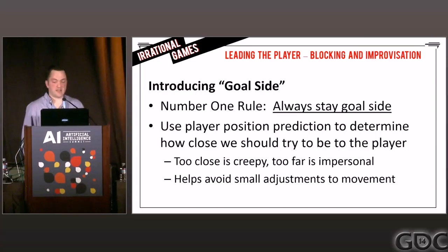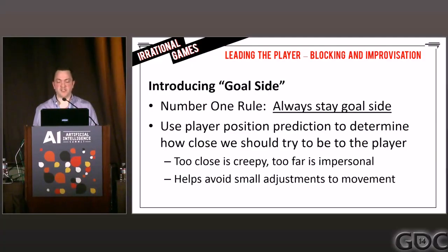As you might have seen in that previous video, we are still using player position prediction to determine how close we should try to be to the player. We did this because we wanted Elizabeth to maintain her distance while the player is moving. Our number one rule for this behavior was to have Elizabeth stay goal side, but having her move too far ahead of the player was impersonal, and having her be too close would allow the player to blast past her, invalidating the goal side rule.